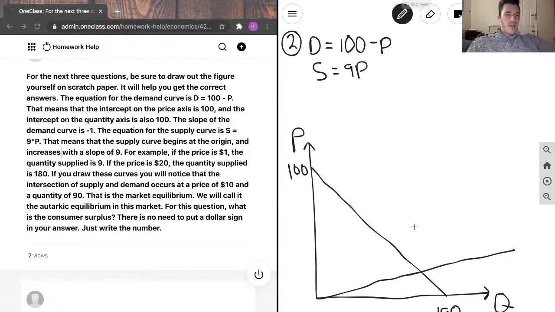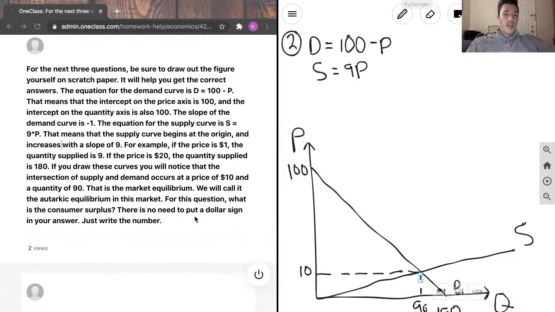Draw these curves, and you will notice the intersection of supply and demand, so I should label this supply, demand. The intersection of supply and demand occurs at a price of 10 and a quantity of 90. So the equilibrium point is right there. That is a market equilibrium. We will call it the autarkic equilibrium in this market.